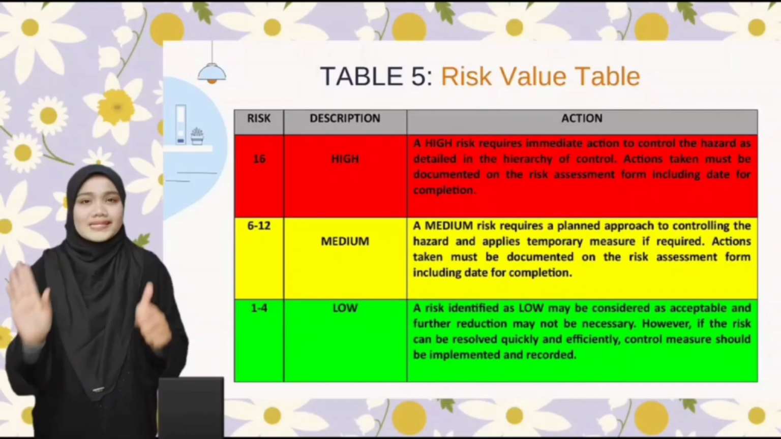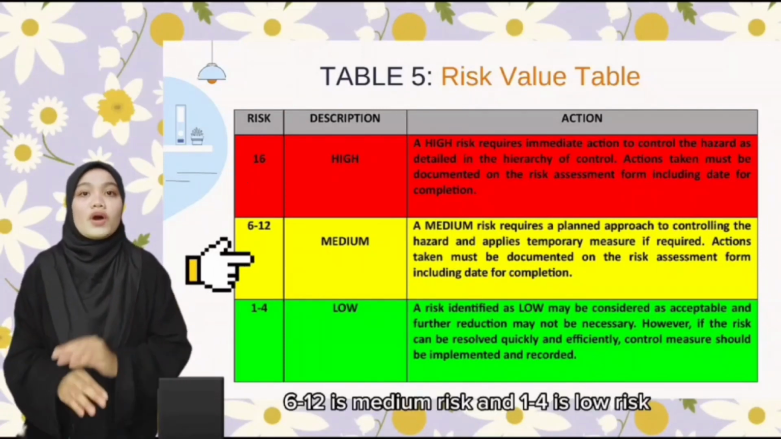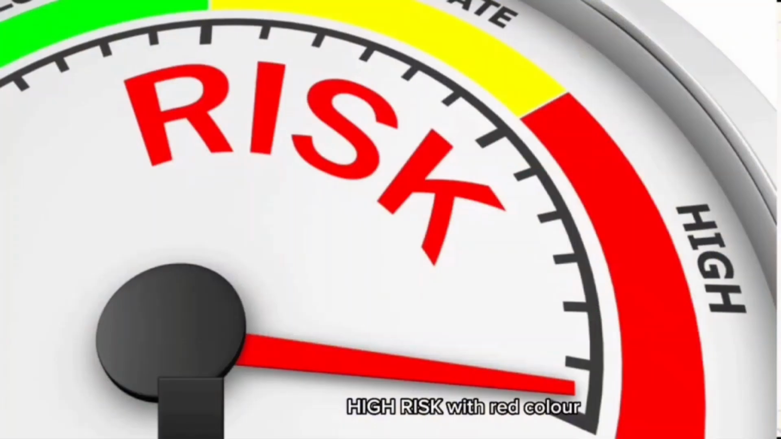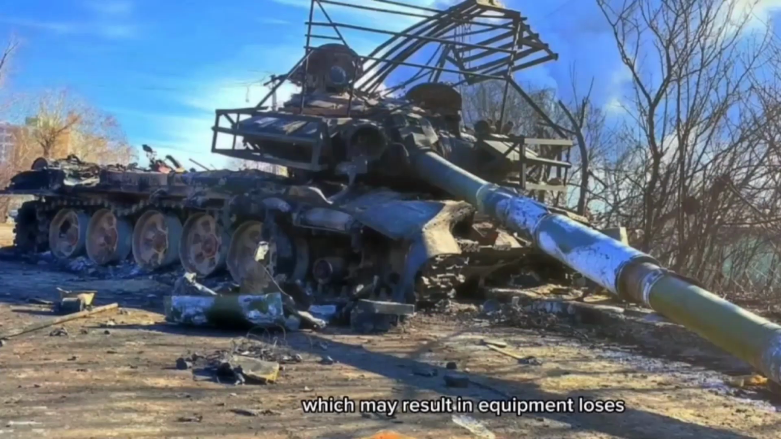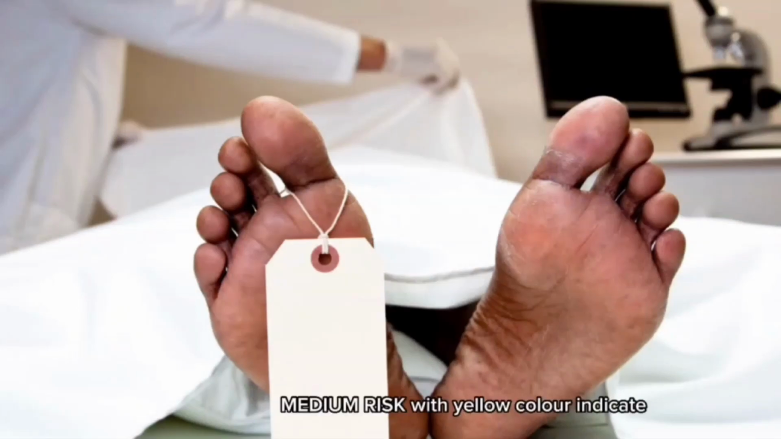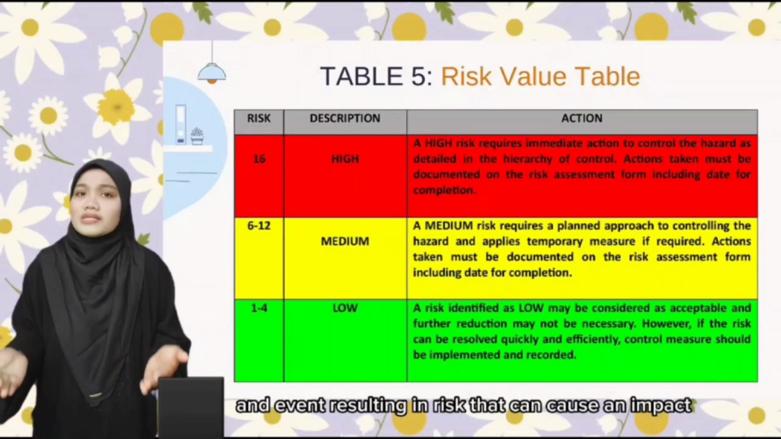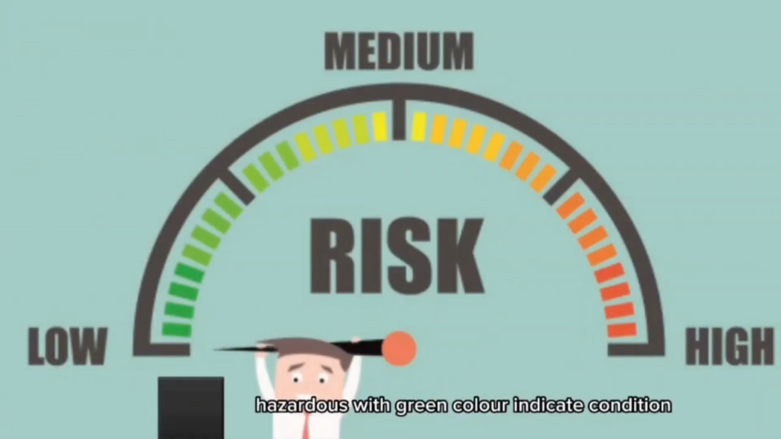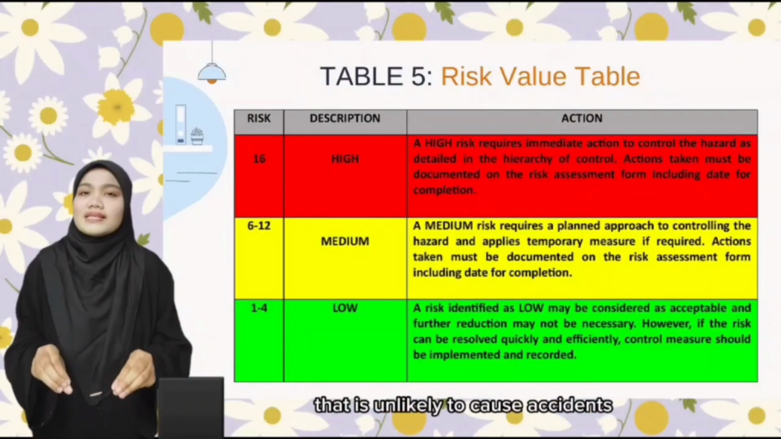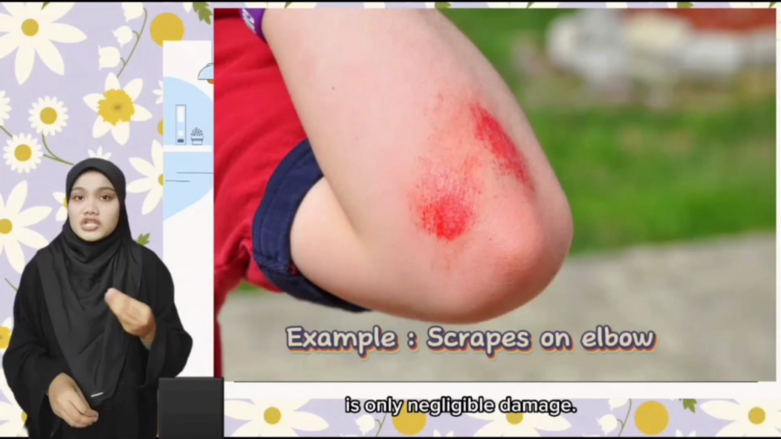For the risk value, 16 is considered high risk, 6 to 12 is medium risk, and 1 to 4 is low risk. High risk with a red color indicates a hazardous condition that may cause frequent accidents, which may result in equipment losses, injury, or death. Medium risk with yellow color indicates an event resulting in risk that can cause an impact but not a serious one. Low risk with green color indicates a condition that is unlikely to cause accidents, and if it does, the result is only negligible damage.